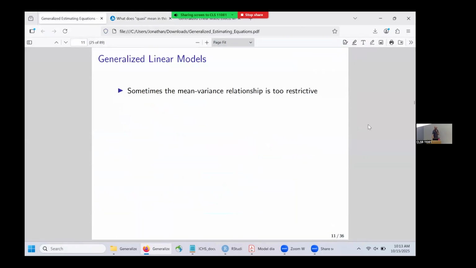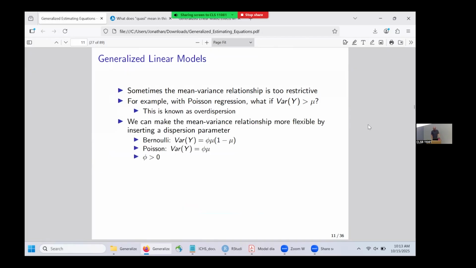So sometimes the mean variance relationship is too restrictive. For example, with Poisson regression, what if our variance is actually just greater than mu? If that's the case, then we would call that overdispersion. So we have a greater variance than would be predicted just by the Poisson distribution by itself. So we have to account for that somehow. We want to make our regression models more flexible. So we can make specifically the mean variance relationship more flexible by including a dispersion parameter. I've called it phi here.